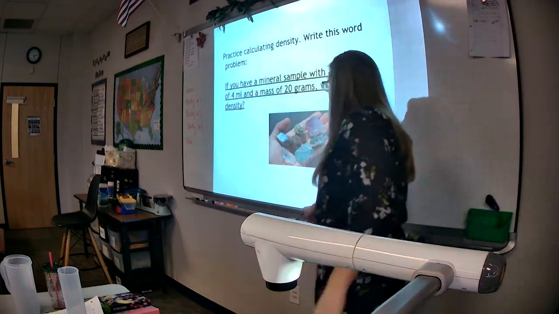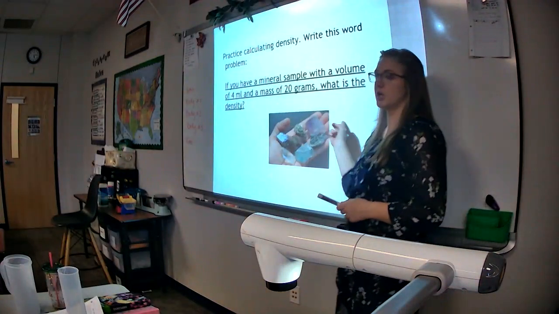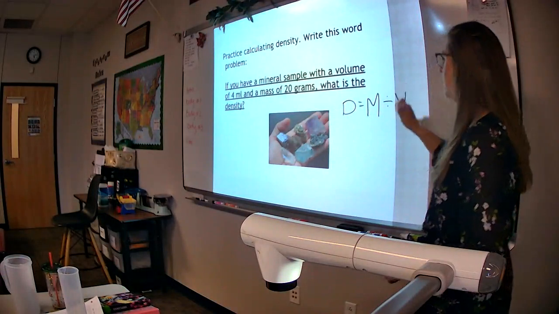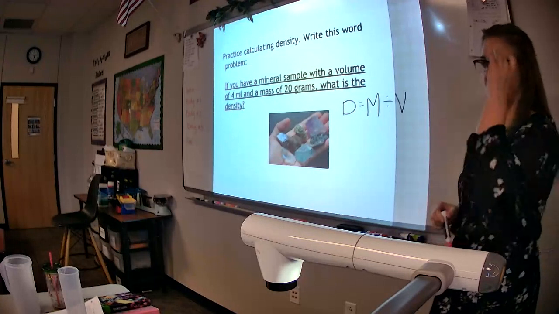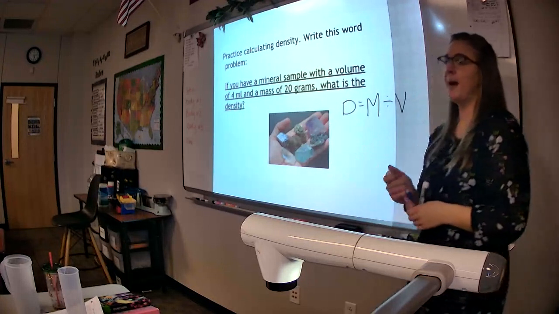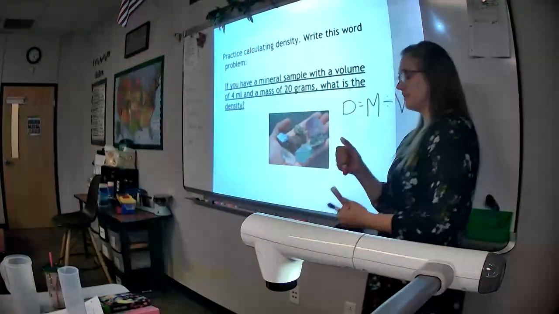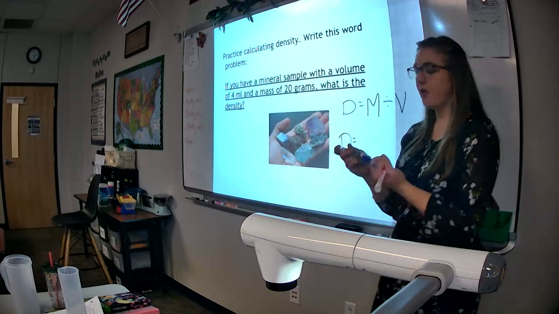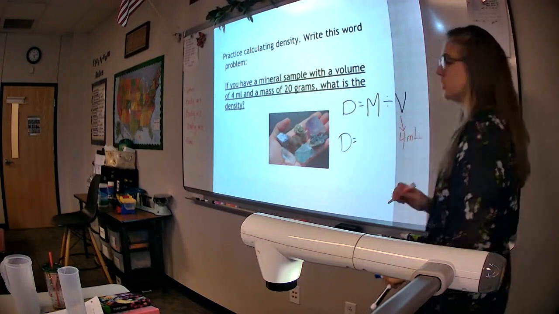Okay. First thing you have to do is write down the formula you're going to use. Well, we're trying to find density, so we're going to write the density formula. Density equals mass divided by volume. Write that first. Write the formula first: density equals mass divided by volume. Now, I know that it's asking me to find density, so I can't replace the density with anything. But it tells me the volume is 4. So instead of writing a V this time, I'm going to write 4 milliliters.